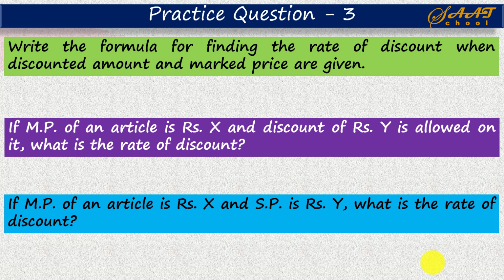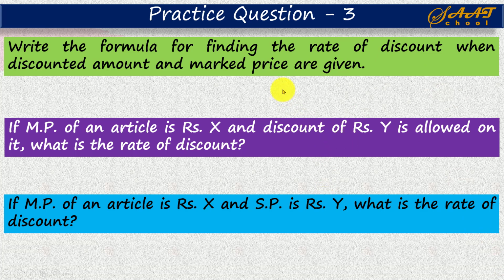The first one is to write the formula for finding rate of discount when discount amount and market price are given. The second: if the MP of an article is X and a discount of Y is allowed on it, what is the rate of discount? And the final: if the MP of an article is X and SP is Y, then what is the rate of discount? So we have to find rate of discount in all three questions.